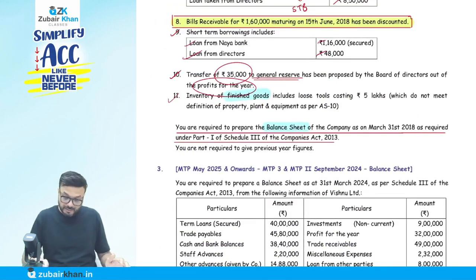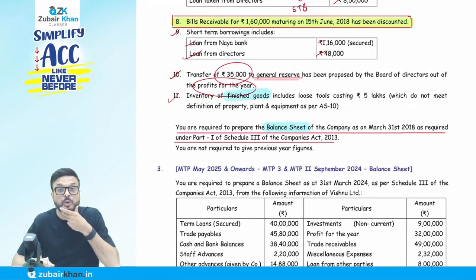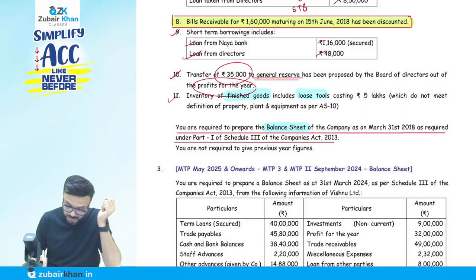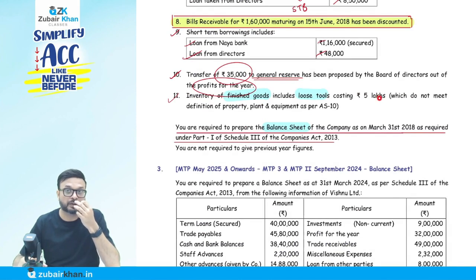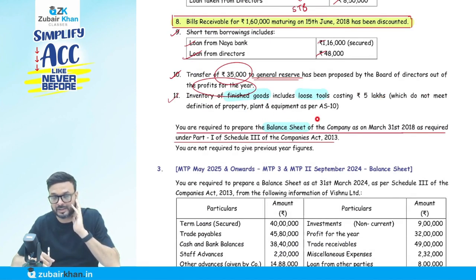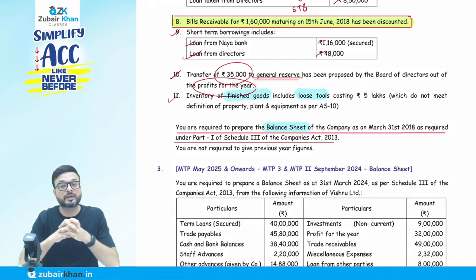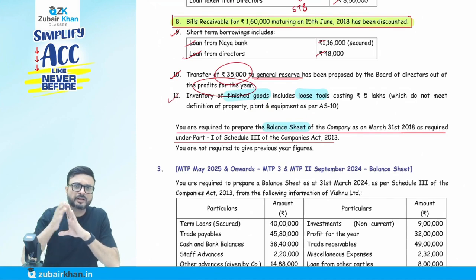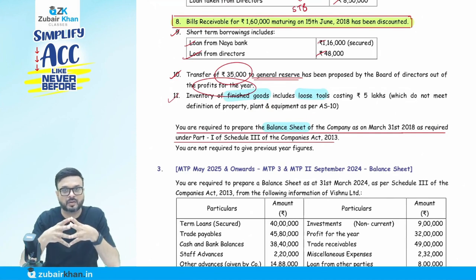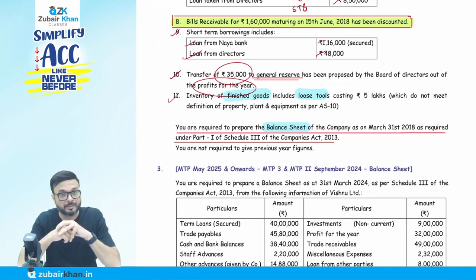They say the inventory of finished goods includes loose tools costing rupees 5 lakh, which do not meet the definition of property, plant and equipment as per AS 10. So don't get confused here. Later on we are going to cover accounting standard 10, because first I cover this company's account part, then AS. When we cover accounting standard 10, there is a definition of property, plant and equipment there.